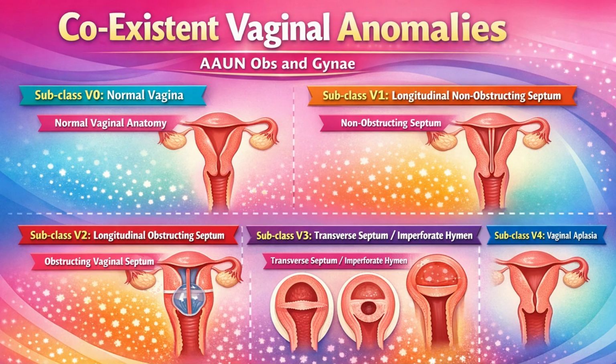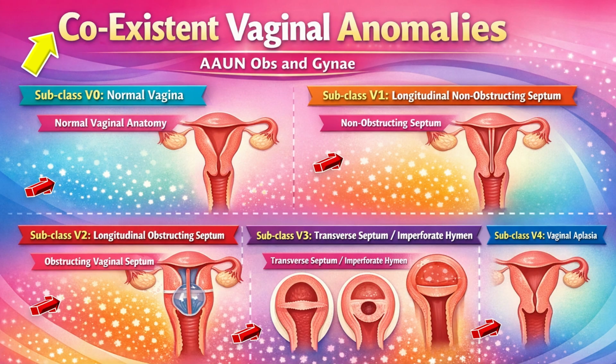Now we will talk about coexisting vaginal anomalies. Subclass V0 is the one with a normal vagina. Normal vaginal anatomy is there. In subclass V1, there is longitudinal non-obstructive septum. In subclass V2, there is longitudinal obstructing septum. In subclass V3, there is transverse septum or imperforate hymen. In subclass V4, there is vaginal aplasia.